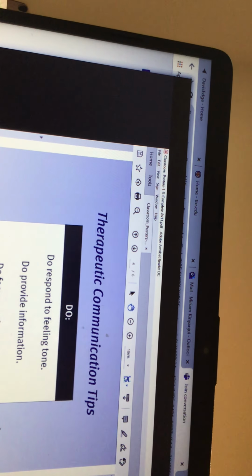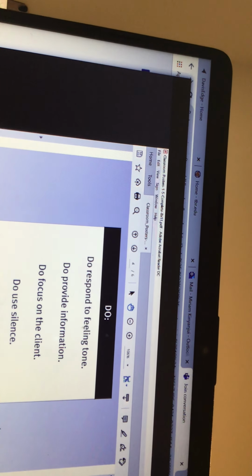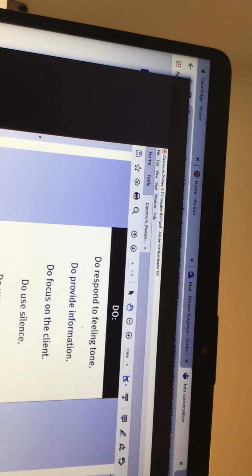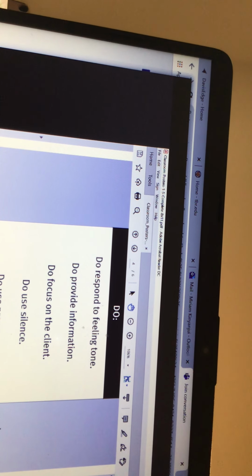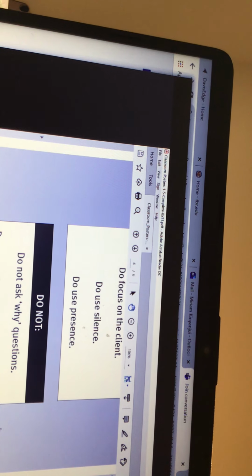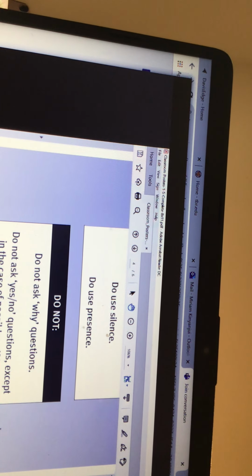And then here's your therapeutic tips. So you want to respond to the patient's feelings. You always want to provide information. You always want to focus on the patient. And sometimes silence is a good thing. And use your presence. You being there is a good thing.